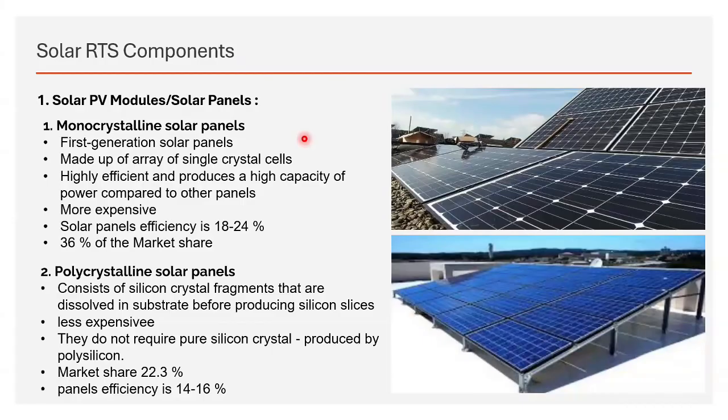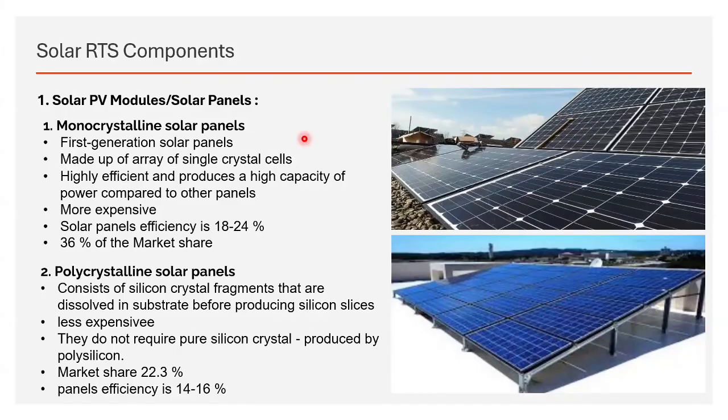However, its efficiency is much more. This kind of solar system gives us an efficiency of 18 to 24%. And normally 36% of the solar panels sold are this kind of solar panel cells. Now polycrystalline consists of silicon fragments. That is, in the above case, what we will see is a single crystal. The array is made of single crystal cells, whereas here it is crystal fragments.